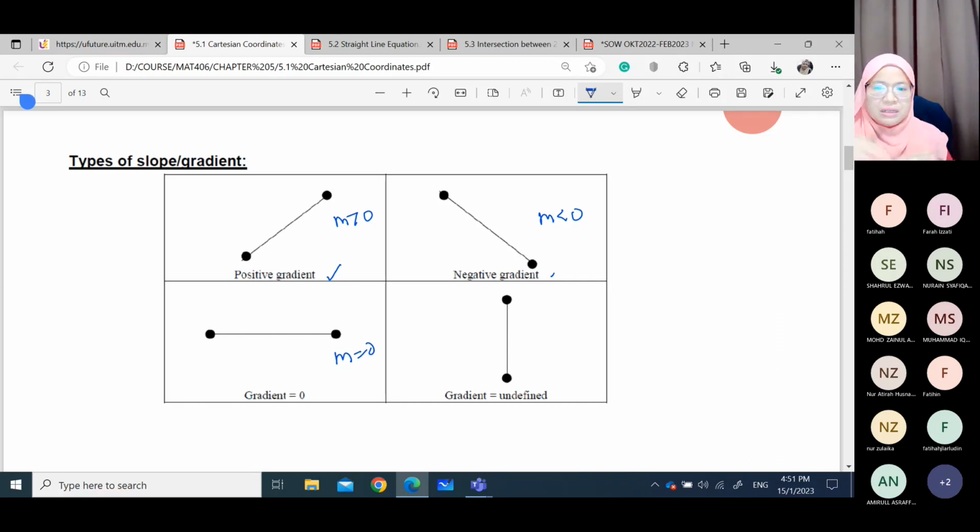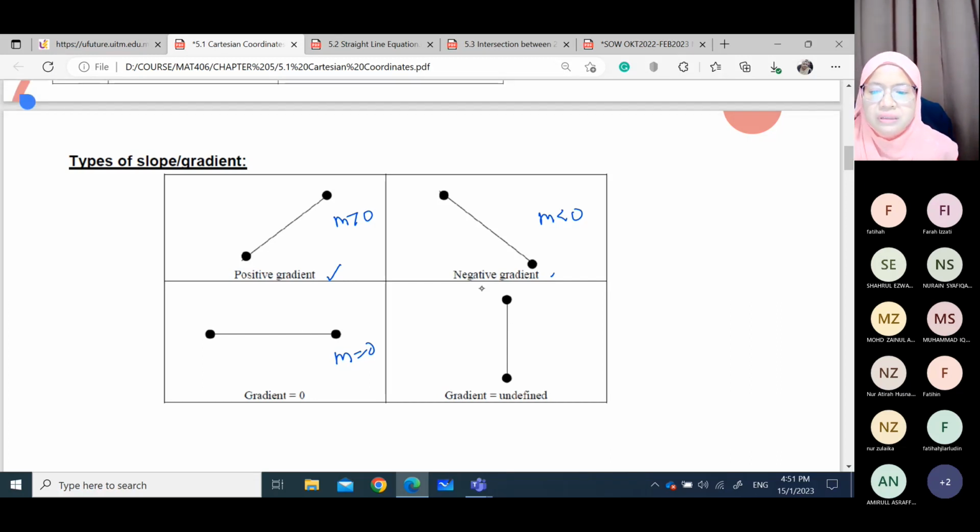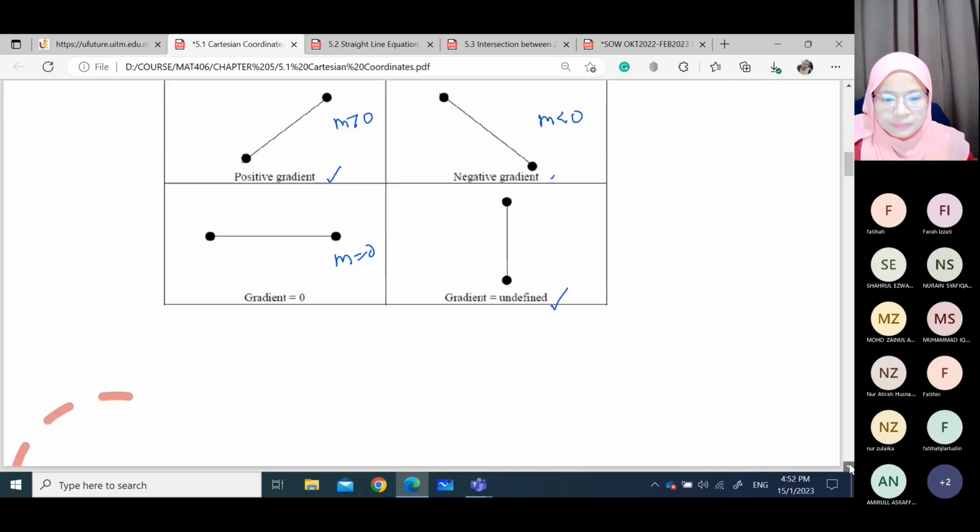Straight line. And then we have this gradient. So this gradient is undefined. Okay, so ini undefined. Dia tak ada, kita tak nak nyatakan kecerunan dia macam mana. Kalau ini memang obviously lah kita nampak kecerunan dia. Kecerunan yang ini pun sama. So yang ini there is no slope. So we state it as a 0. Alright. Okay, so ini adalah slope or gradient.